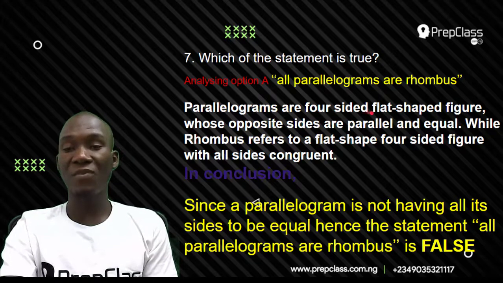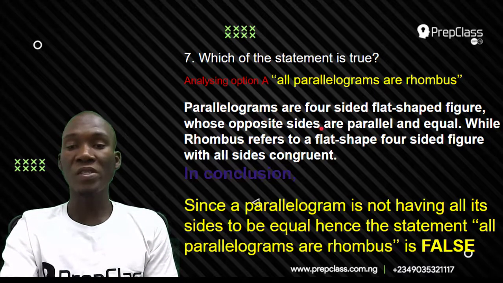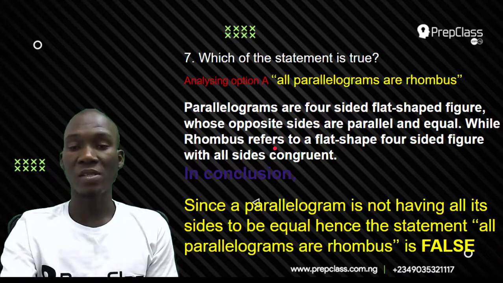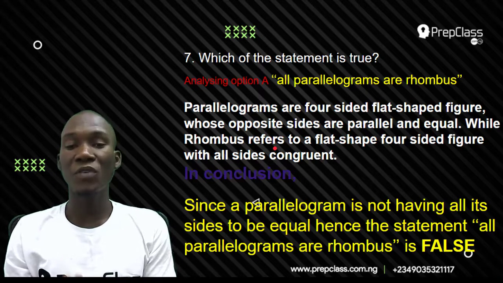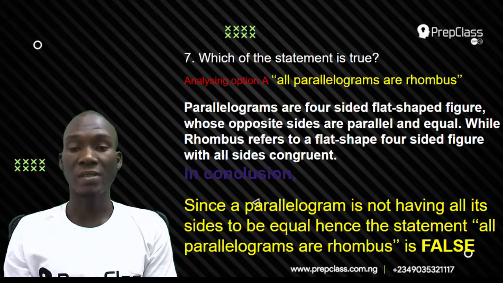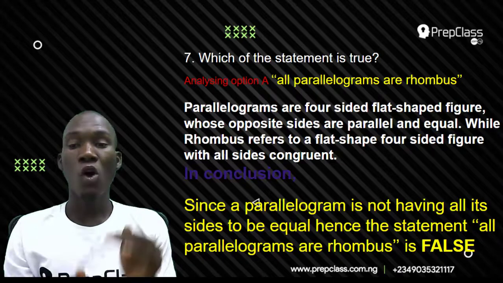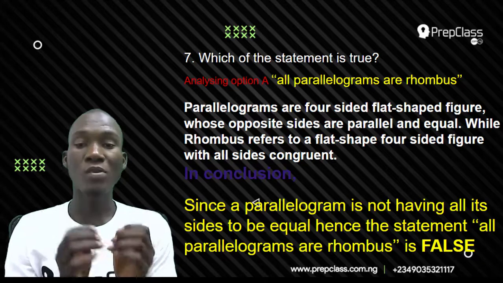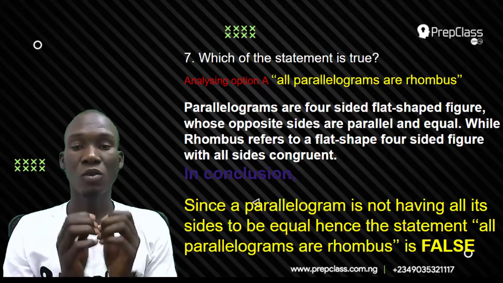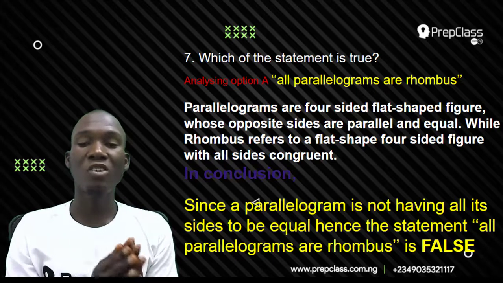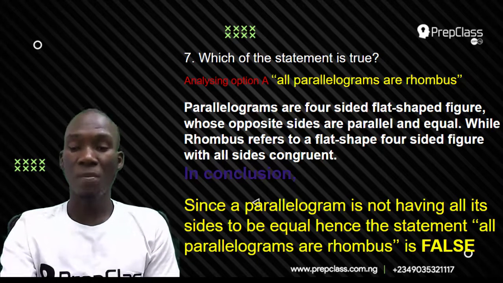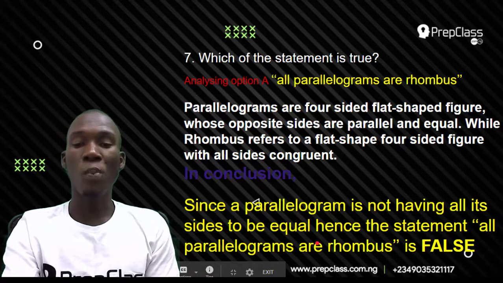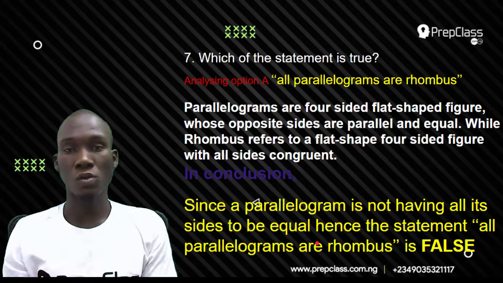Parallelograms are four-sided flat-shaped figures whose opposite sides are parallel and equal, while rhombuses are flat-shaped four-sided figures with all sides congruent. So for a parallelogram, opposite sides are equal and parallel. For a rhombus, all sides are equal and congruent. This means that parallelograms are not rhombuses, because a parallelogram does not have all its sides equal. Hence, the statement all parallelograms are rhombuses is false.